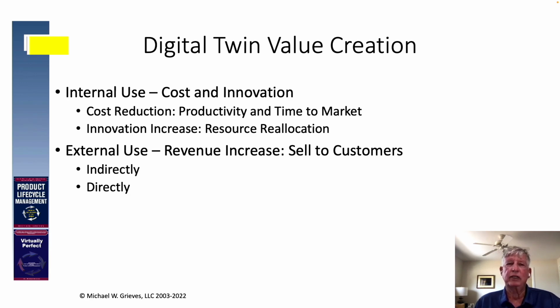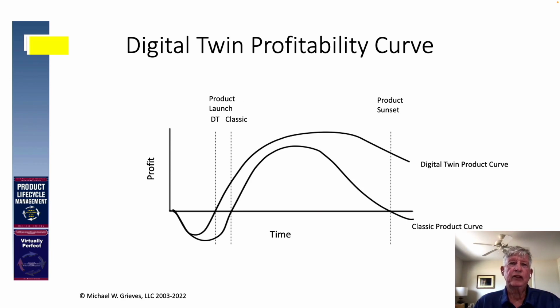On the external use, we can look at revenue increase, and this is what we sell to customers. We do it indirectly by reducing our costs of the product or increasing its quality, and we can do it directly because now information can be a product in and of itself. We can sell customers such things as information about how their product is performing and when it is going to have problems, so they can fix it and avoid downtime. So these are two big digital twin value creation areas that we are seeing today impacting how organizations value digital twins.